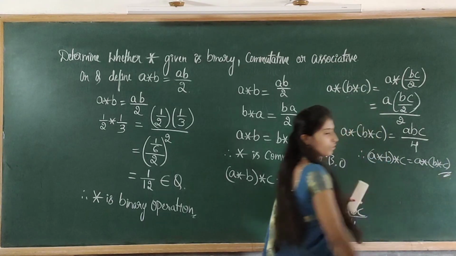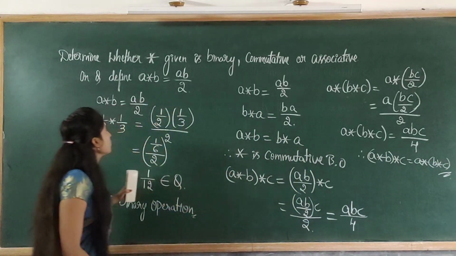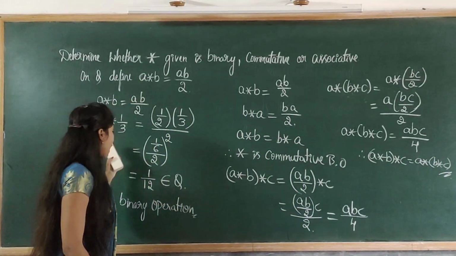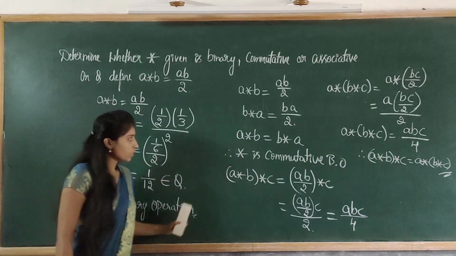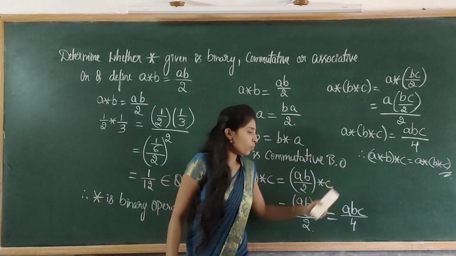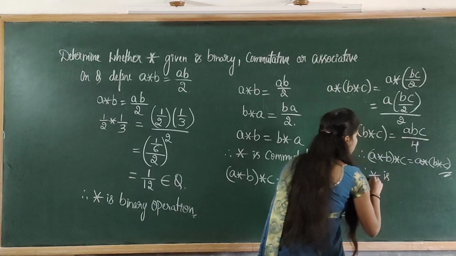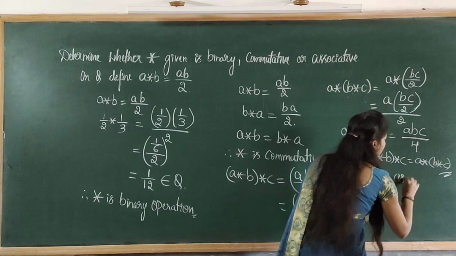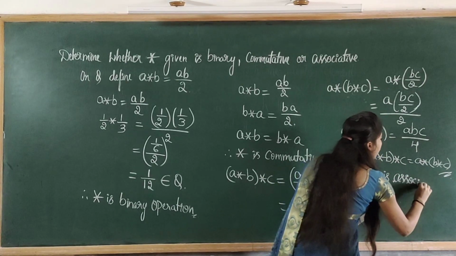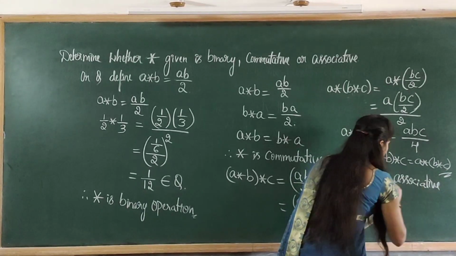Okay. Therefore, star satisfies the commutative binary operation, and therefore star satisfies the associative binary operation. Okay, associative binary operation.